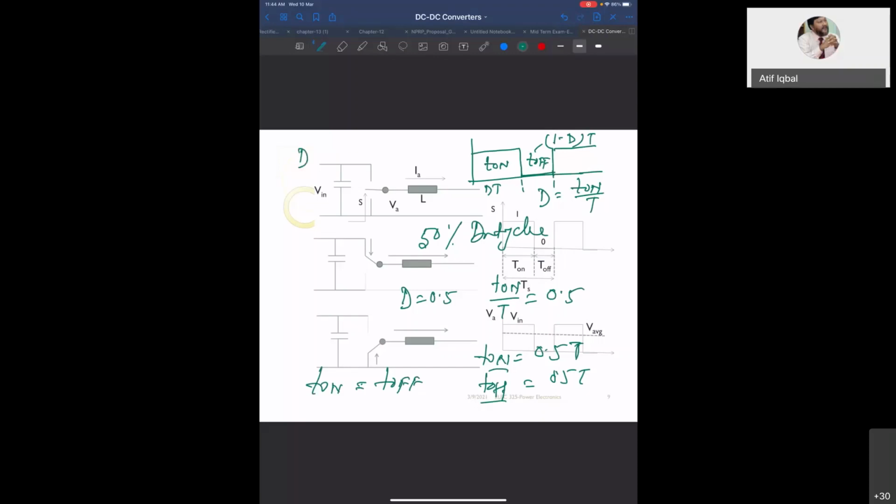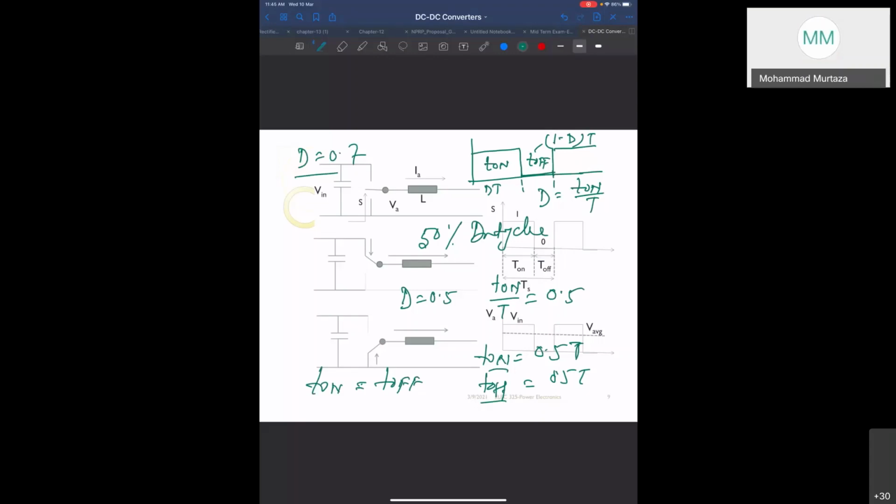Now suppose I say D is equal to 0.7, that means for how long is it on and for how long is it off? Tell me. For like 70% of the time period on and off for 30%?